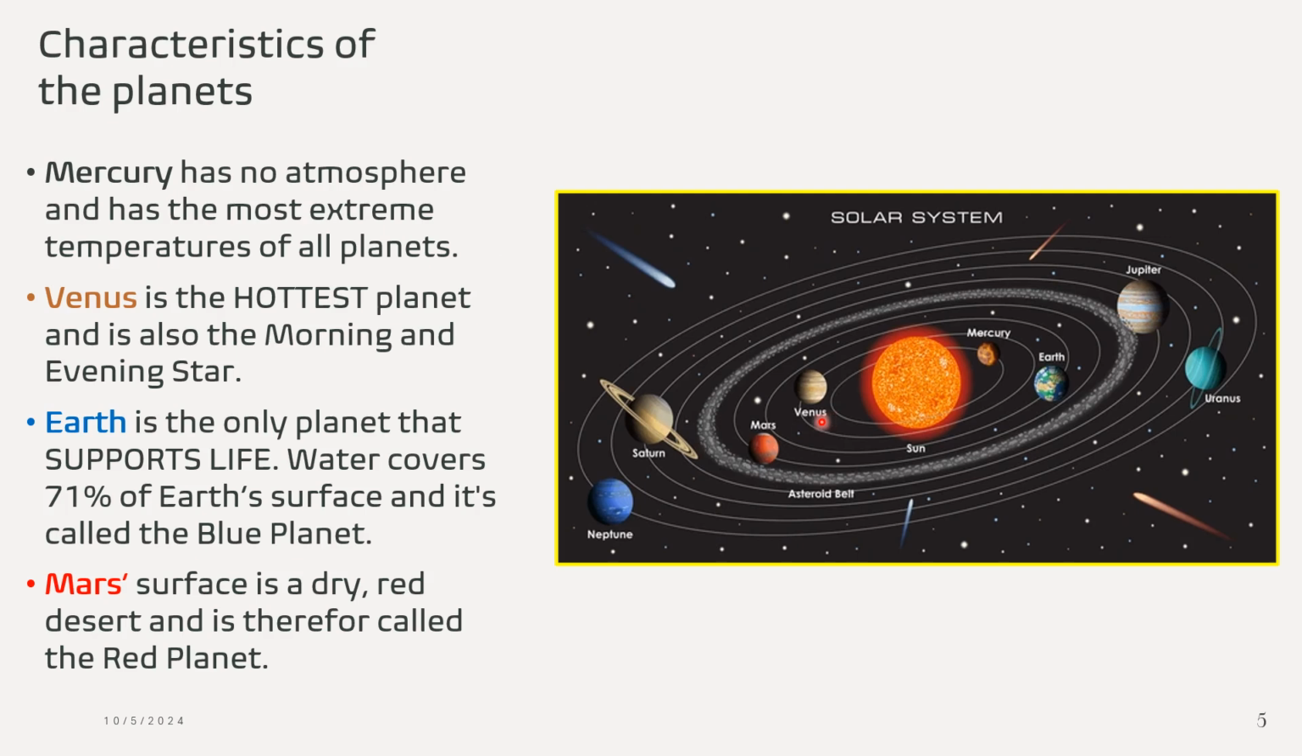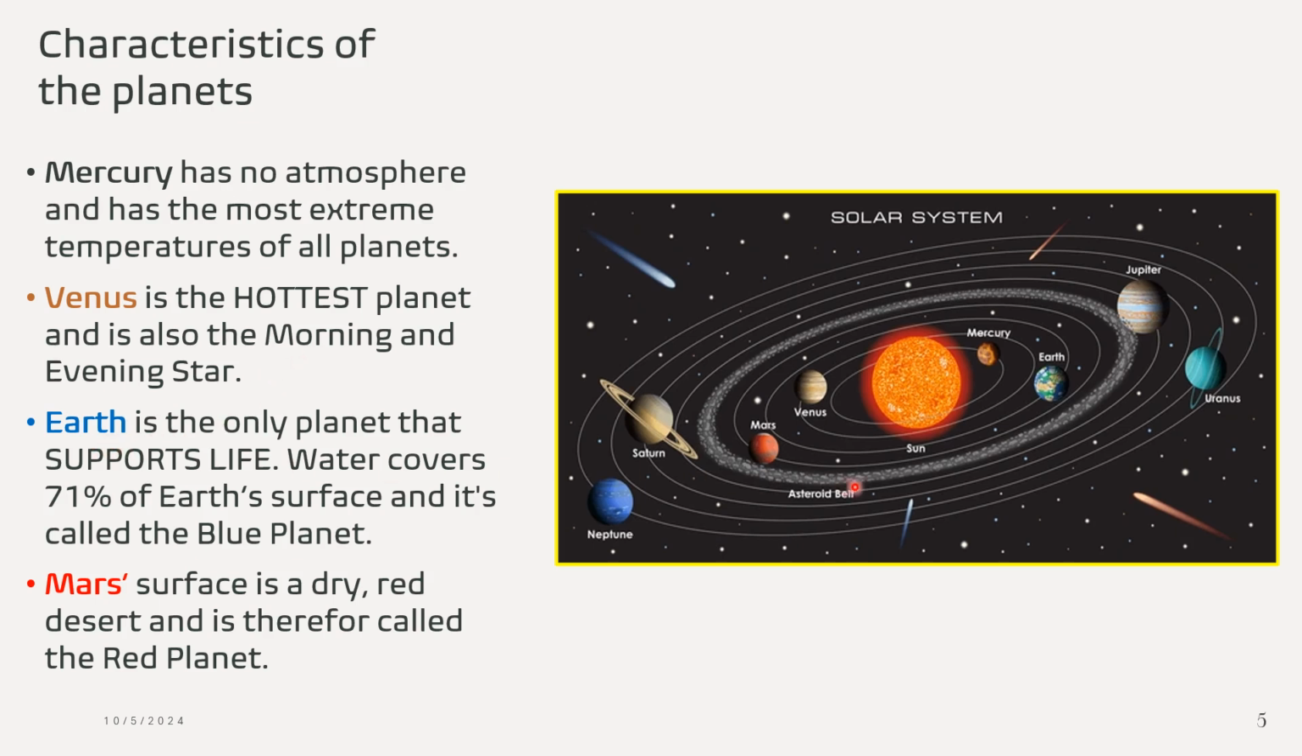Venus, the second planet from the sun, is the hottest planet because of its specific atmosphere, but it's also called the morning and the evening star. So when the sun sets in the afternoon, the first bright star that you see in the evening, that is the evening star, it's Venus, and then you can also see that in the morning.